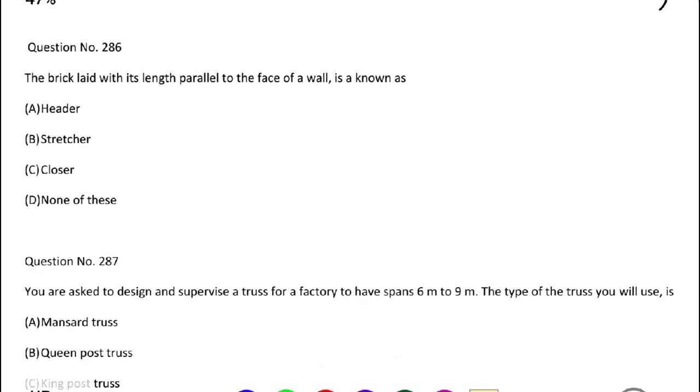Next question, the brick laid with its length parallel to the face of the wall is known as option A header, option B stretcher, option C closer, option D none of the above. The correct answer is option B stretcher.